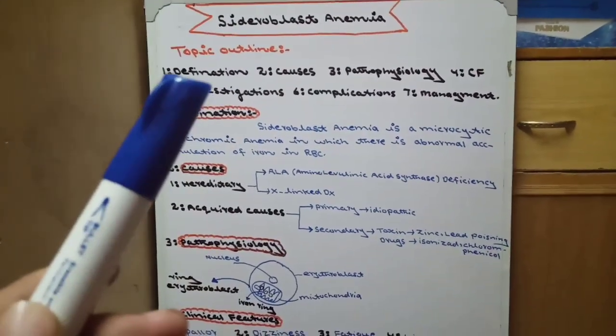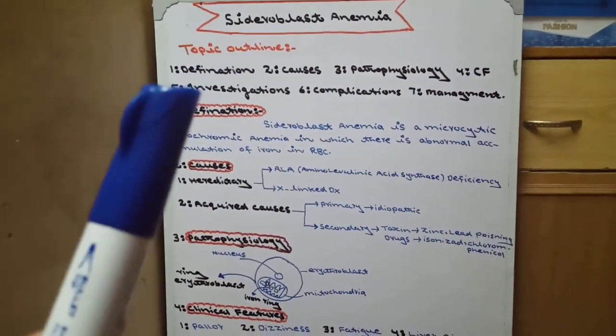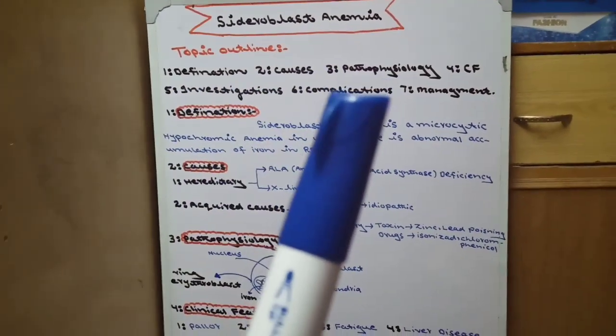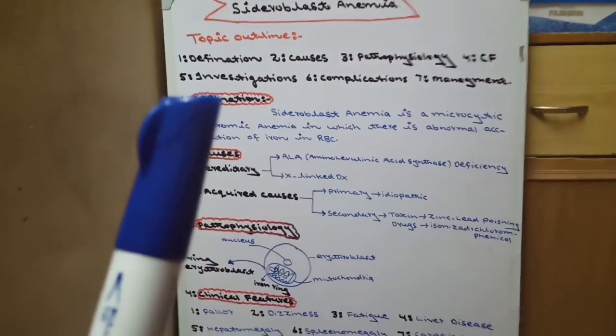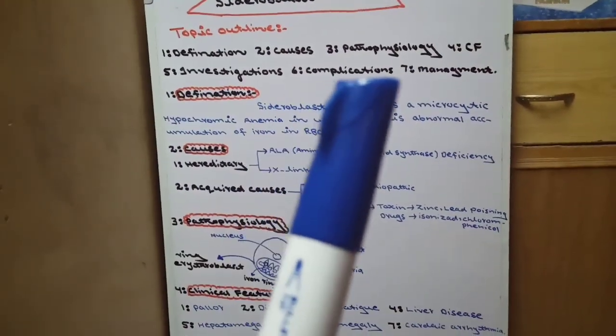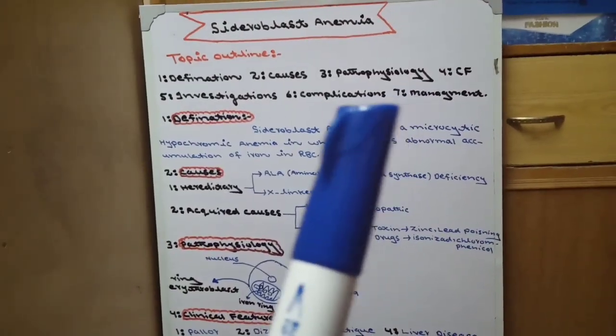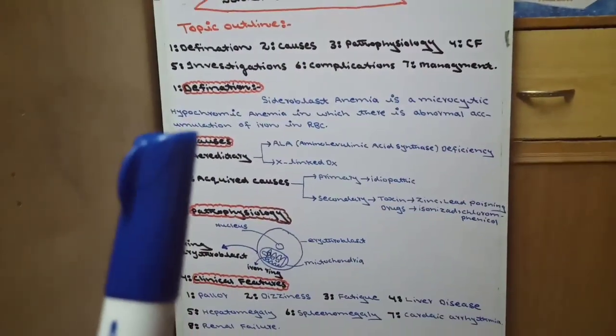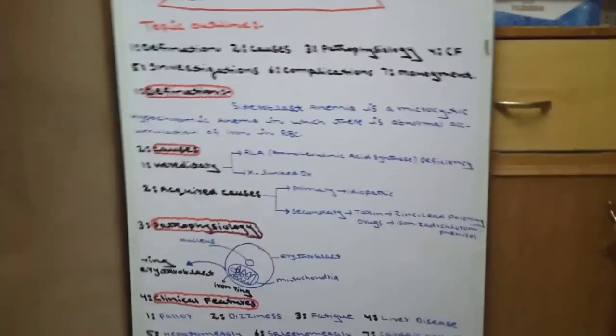Now come to the topic outline. Today we study the definition, causes, pathophysiology, clinical feature, investigations, complication, and management of Sideroblast anemia. First, we start from definition.